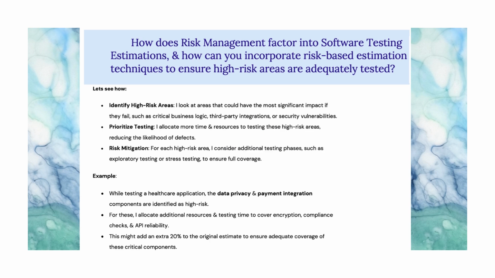Let's see how. The important steps are: identify high-risk areas. Prioritize testing. Risk mitigation. Check example below. While testing a healthcare application, the data privacy and payment integration components are identified as high risk. For these, I allocate additional resources and testing time to cover encryption, compliance checks, and API reliability. This might add an extra 20% to the original estimate to ensure adequate coverage of these critical components.